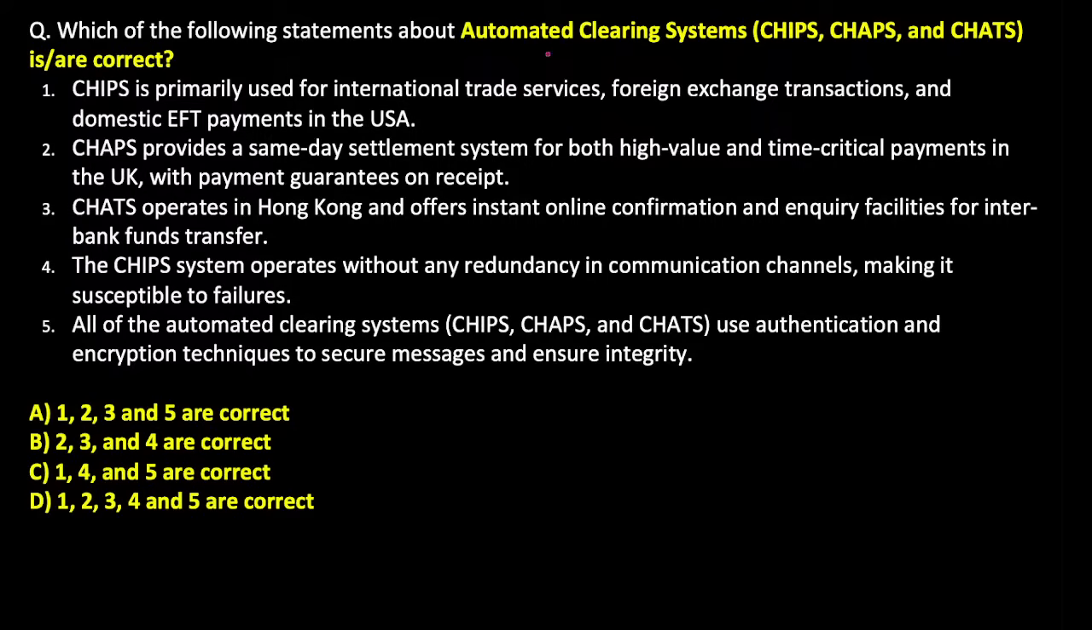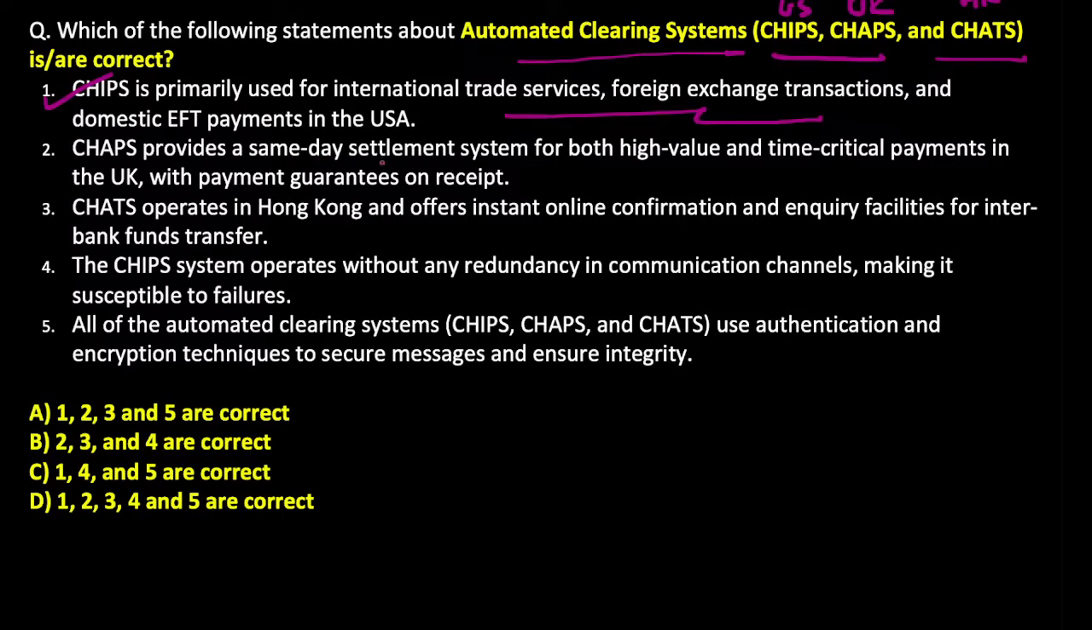Automated clearing systems like CHIPS are from the US, CHAPS is from the UK, and CHATS, I guess, is from Hong Kong. So the CHIPS system is used in international trade services, foreign exchange transactions, and domestic EFT payments in the US. This is the US, this is the UK, and this is Hong Kong. So these are the areas of the developers.